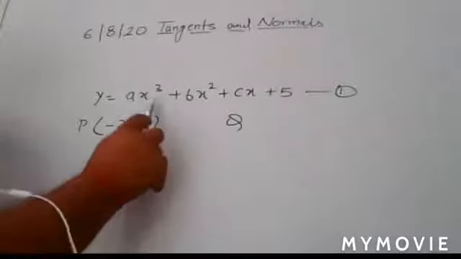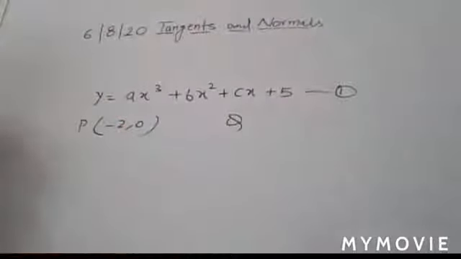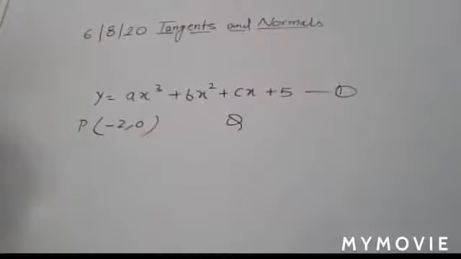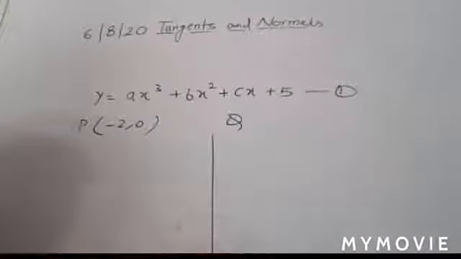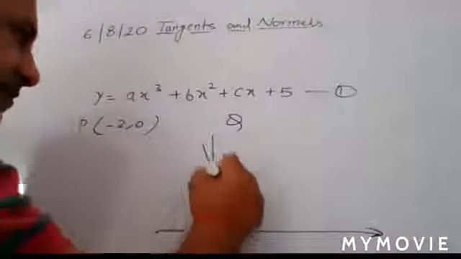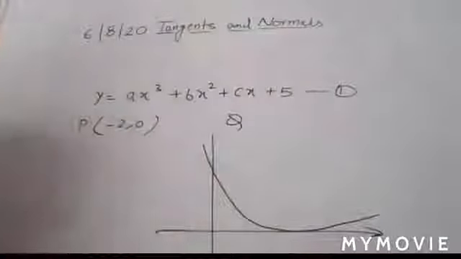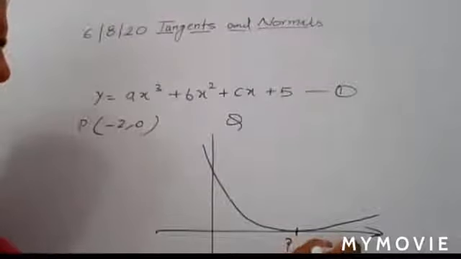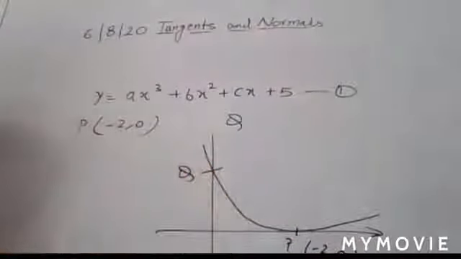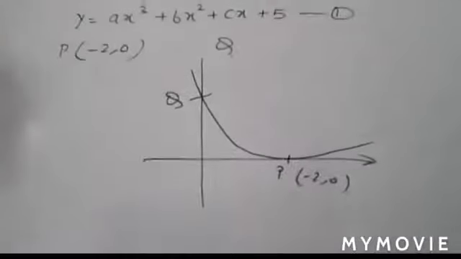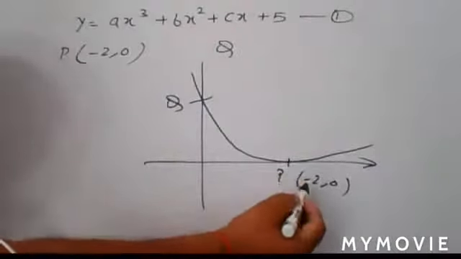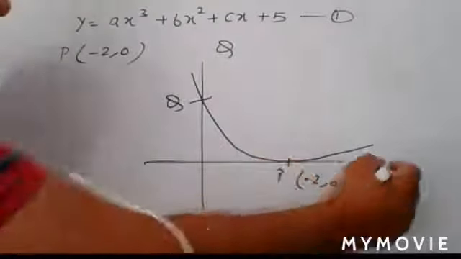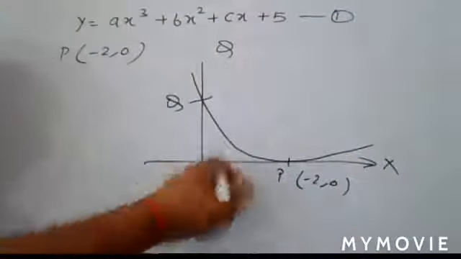Finding the complete equation of the curve means finding the values of a, b, and c. So just visualize this question. This point is the P point whose coordinates are already given, minus 2, 0, and that is the Q point. The point minus 2, 0 is also lying on the curve, and here the x-axis becomes the tangent to the curve too.